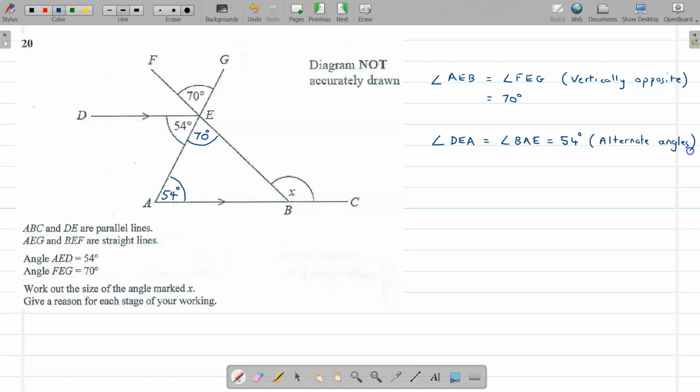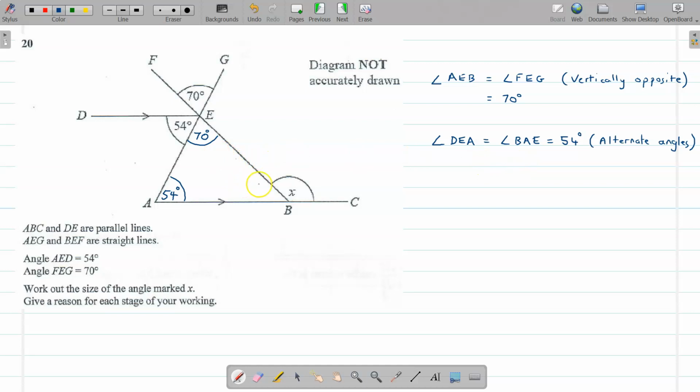Okay, so that's going to get you full marks because you've worked out some angles, you've shown the reasons with the angle that you worked out. You don't just write random reasons down and hope that one of them's right. You've actually got to relate them to the angles that they refer to.